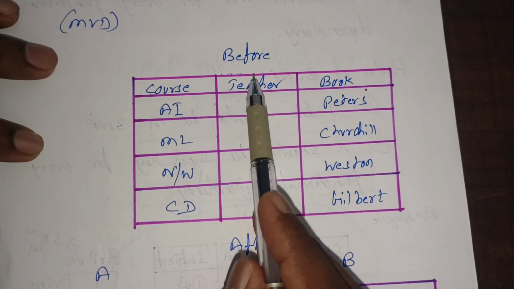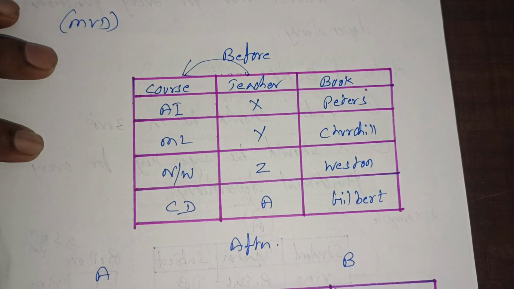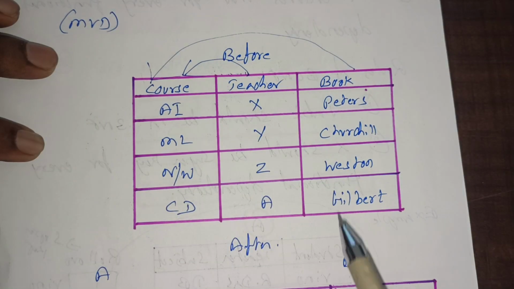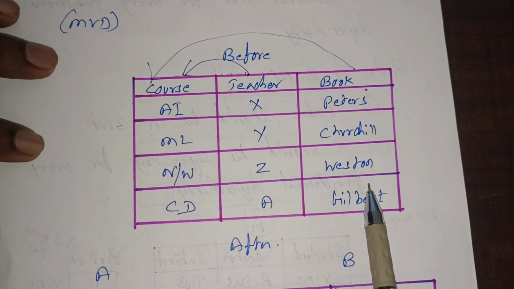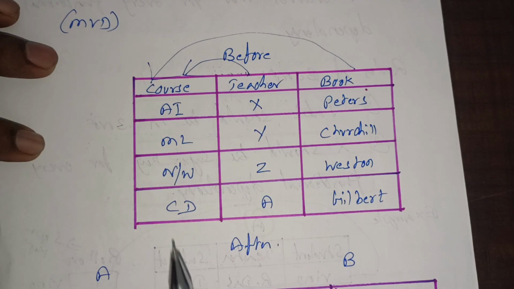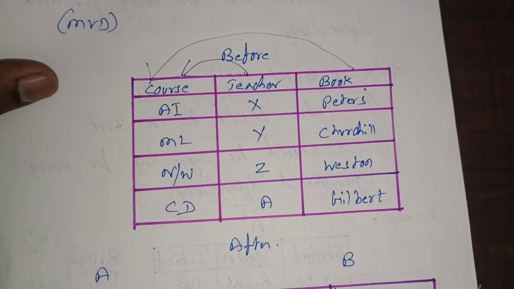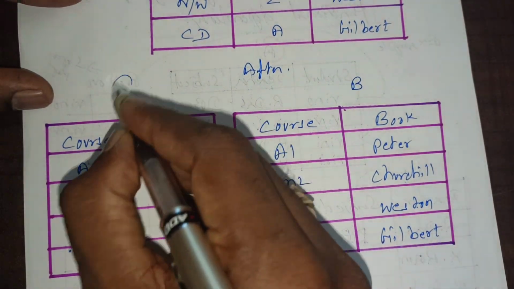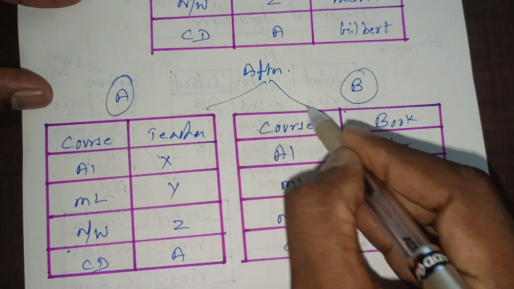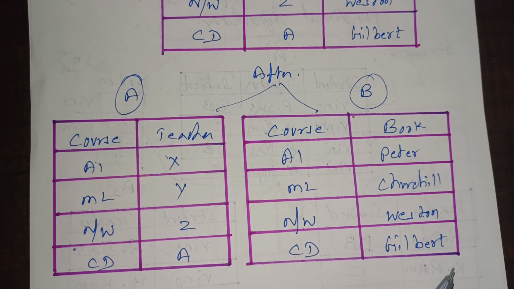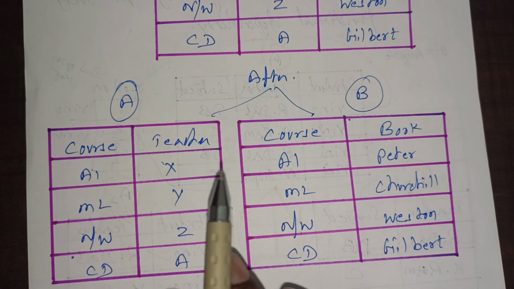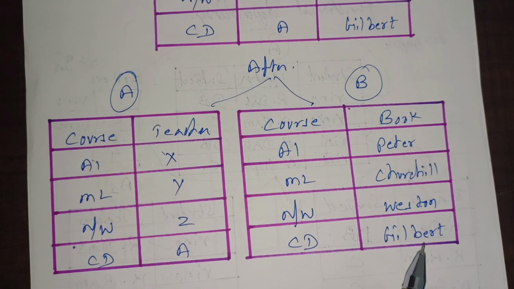See, the teacher is dependent on this course and the books are dependent on this course. So there is more than one column dependent on this particular course. How to avoid this multi-value dependency, right? This is before 4NF. Now you can see I have created two different tables here. This is after, right? So what I did is I made this more than one column dependent on another column. So I made that into only one dependency.